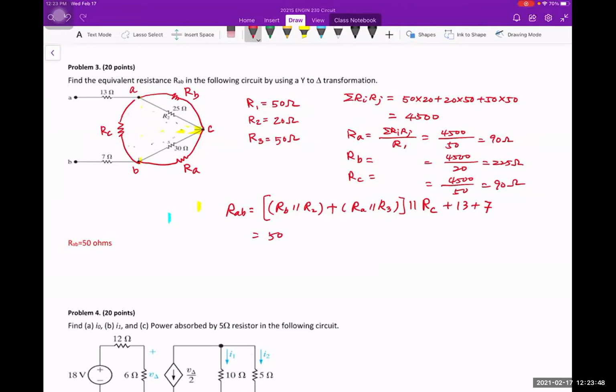Okay. Any question about this one here? You can try to do the other one. You can try to make the triangle into a Y, and it should give you the same result. I think that will be good practice if you want to make sure that you understand how to use this method. Try the same problem and see if you get the same answer by changing the triangle into a T, into a Y. Okay.